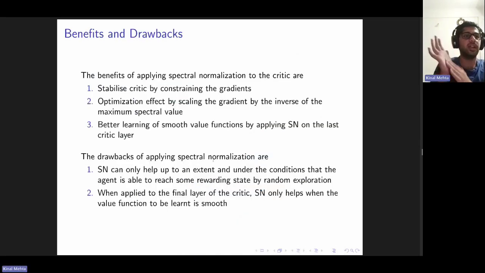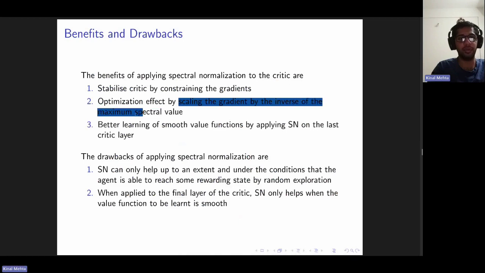Now let us look at the benefits and drawbacks of applying spectral normalization to the critic. One of the benefits, as we looked at in the last slide, is that it helps in stabilizing the critic by constraining the gradient. Another is the optimization effect. As we discussed, it scales the gradients by the inverse of the maximum spectral value, or, if you are applying it on multiple layers, the product of the maximum spectral values of each of these layers.